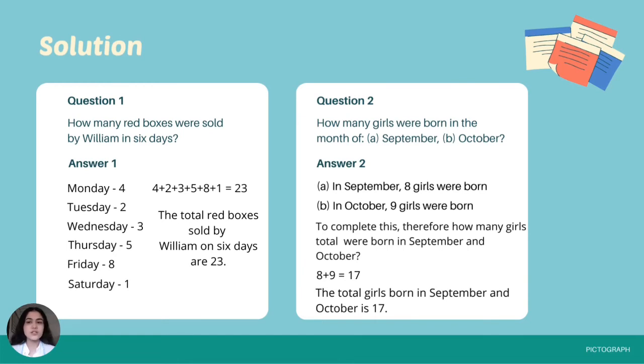Next one, the question to the second given problem is, how many girls were born in the month of September and October? To answer, in September, 8 girls were born. In October, 9 girls were born. To compute this, how many girls in total were born in September and October? So add 8 plus 9 is equal to 17. So the total girls born in September and October is 17.